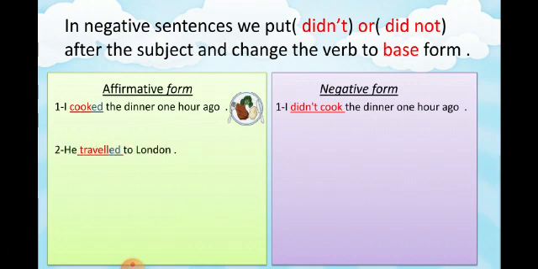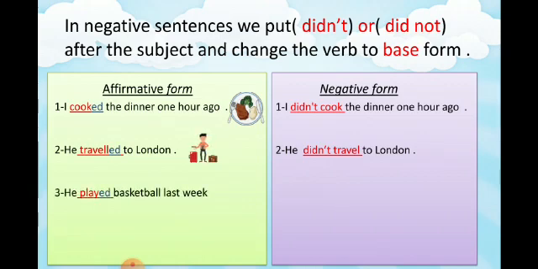Number 2, he traveled to London. He didn't travel to London. Also the same two steps, نفس الخطوتين. We put didn't after the subject of the verb. نضع didn't بعد ضمير الفاعل. Step number 2, we change the verb into a base form. نقوم بإرجاع الفعل إلى مصدر أو مجرد by removing ed, عن طريق إزالة حرفي ed.